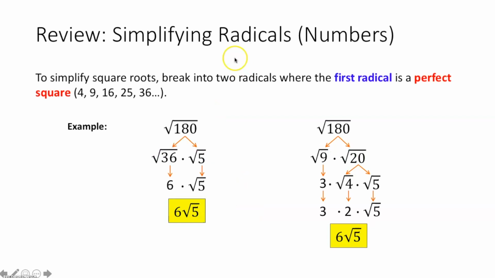Now quickly, let's review simplifying radicals. So if you're taking the square root of a number and it's not a perfect square, you're going to break it into two radicals where the first radical is a perfect square. That's how you simplify radicals.